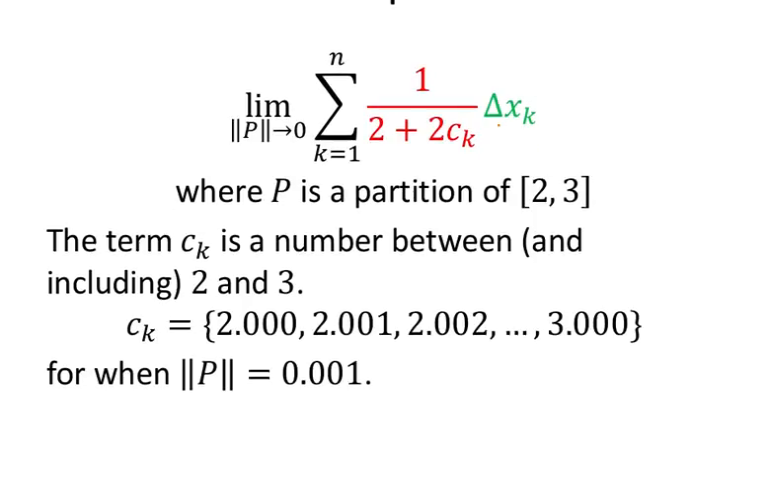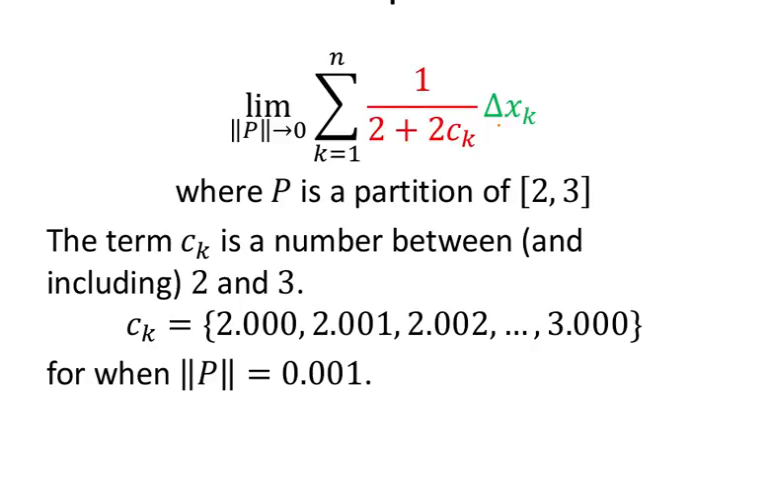And so since our p goes from 2 to 3, well, it seems to us like a very short interval. That's going to be where our c of k value is going to start and end. It's going to start, for example, like 2.000, 2.001, 2.002, and after 1,000 or so of these, you would end up stopping at 3.000. That's for the case in which the partition width is 0.001.